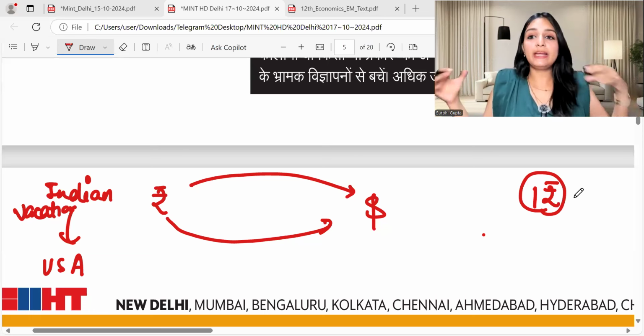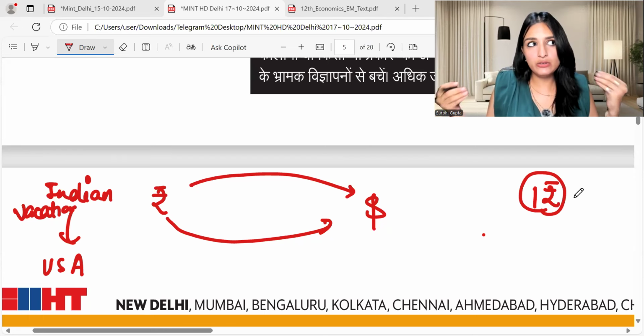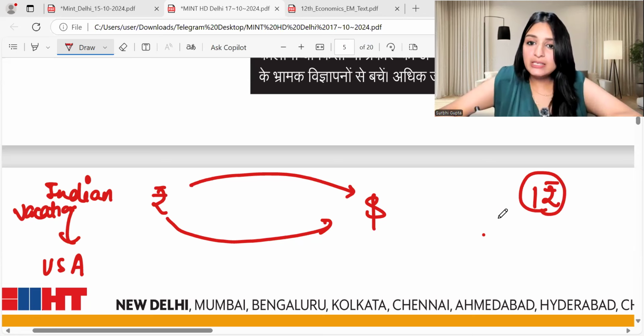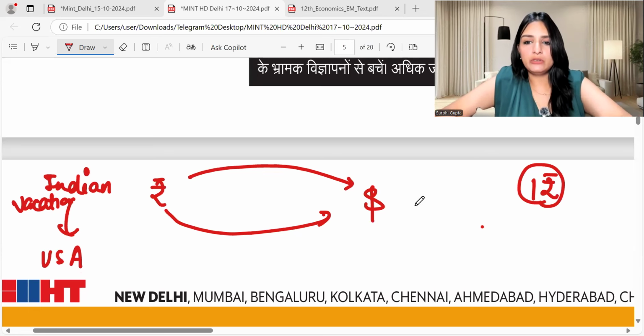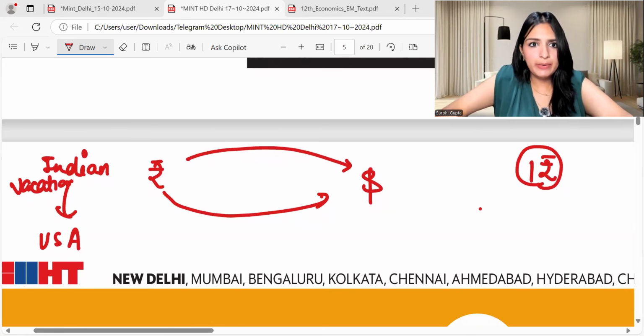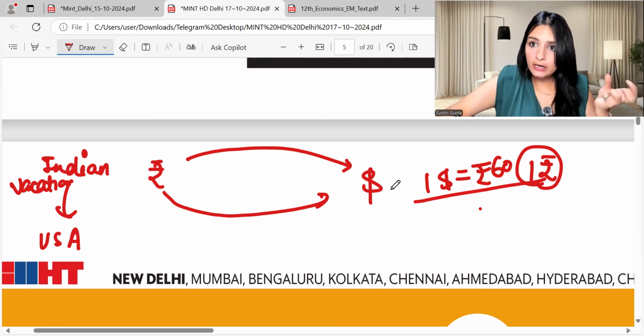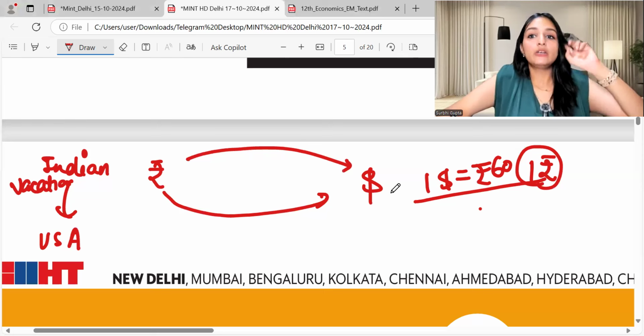The price of one currency in terms of another currency is known as the exchange rate, and that is also known as the foreign exchange rate, or we call it forex. So say, maybe $1 is equal to rupees 60. So just to get $1, you have to pay 60 rupees, right? This is the exchange rate. So that is what the exchange rate is.